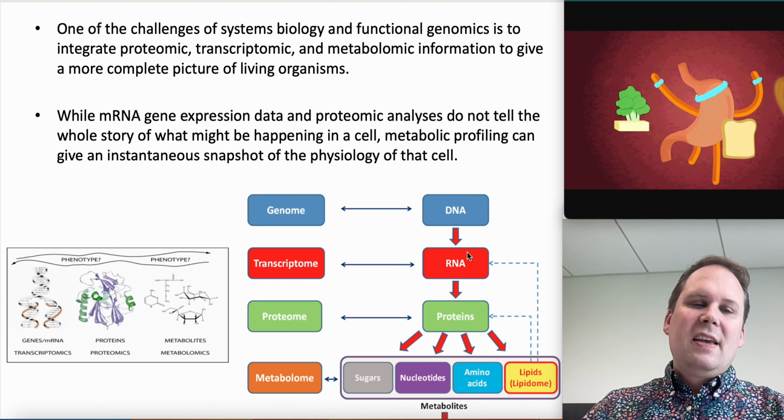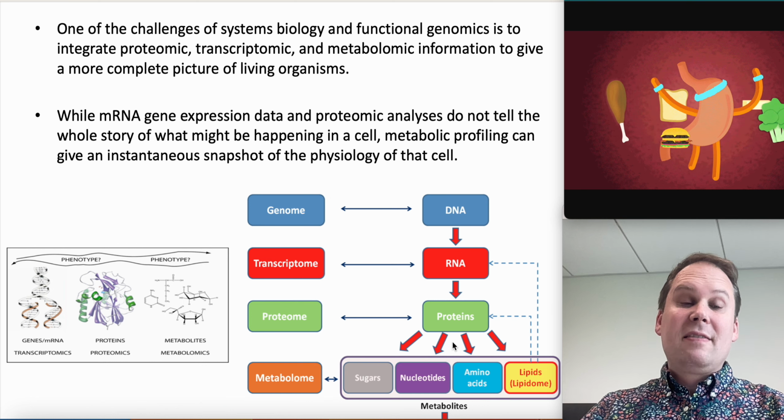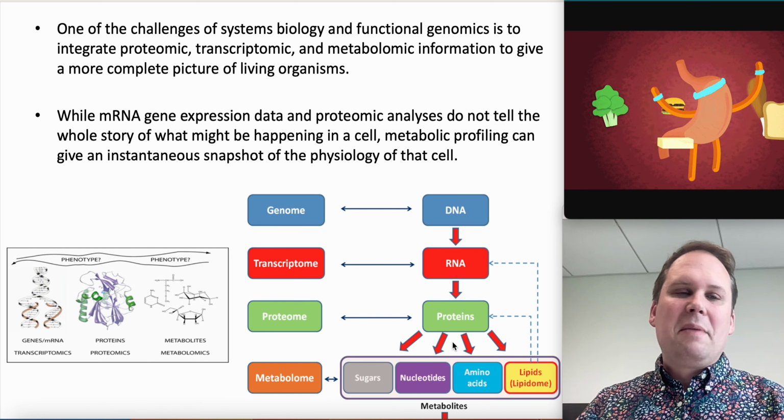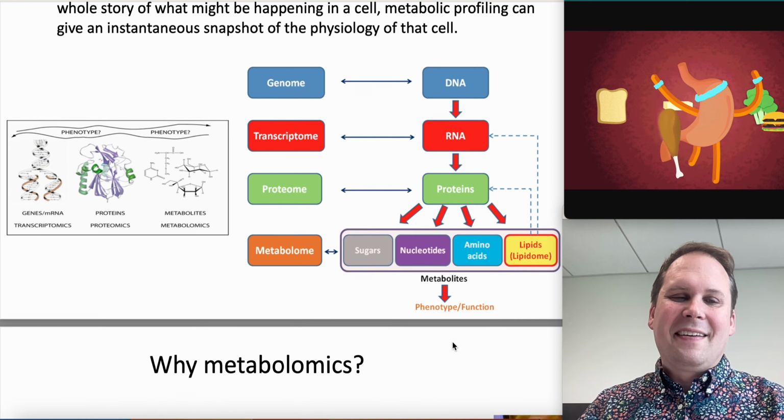So the idea is that you have DNA that makes RNA, RNA makes proteins, and the proteins make all the other stuff that keeps you alive. That's pretty easy, right? A lot of these are.